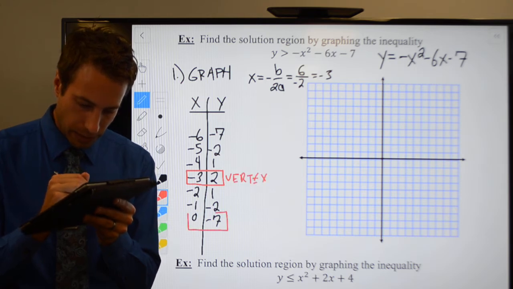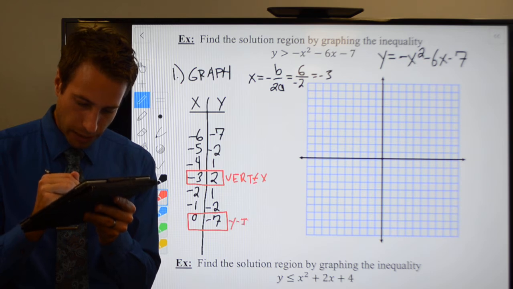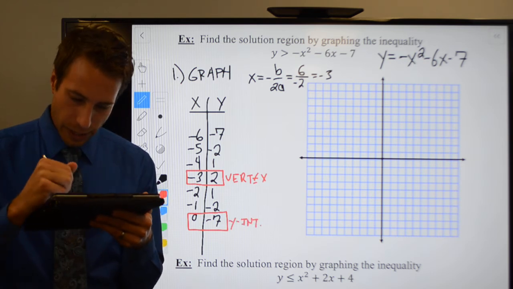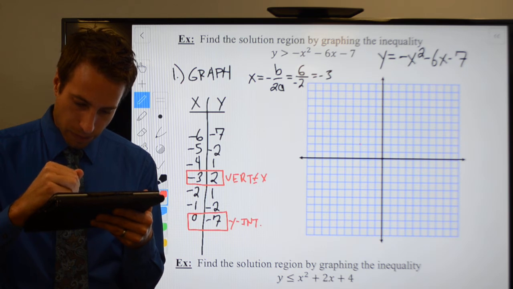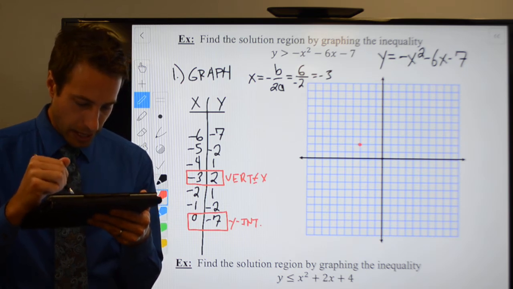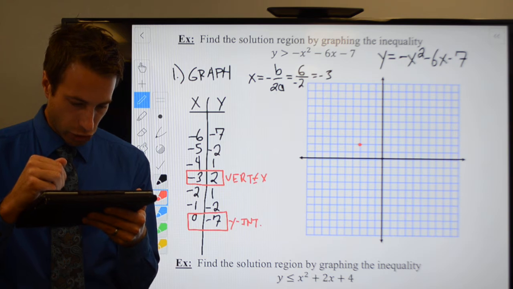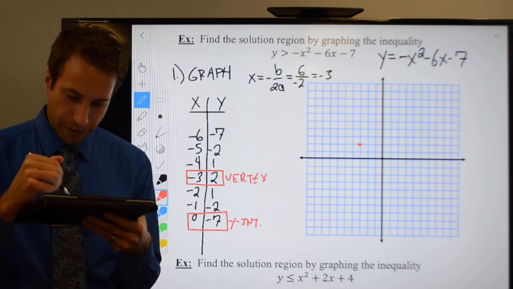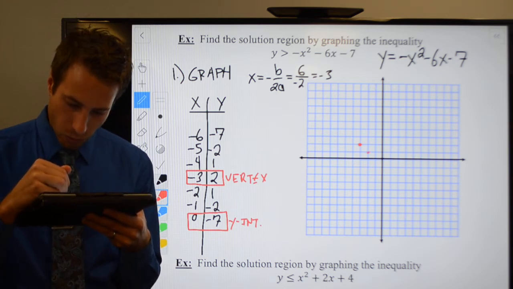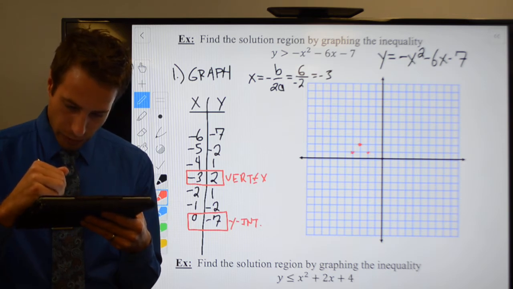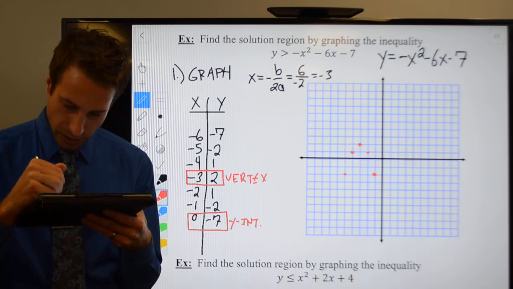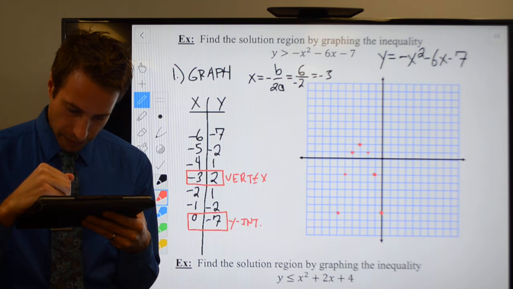This is my y-intercept. And here we go. 1, 2, 3. 2, there's my vertex. I'm going to be at 1, negative 2, but that also puts me at 4, 1. I'm going to be at negative 1, negative 2, but I'll also be at 5, negative 2, 0, 7, but I'd also be at 6, negative 7.